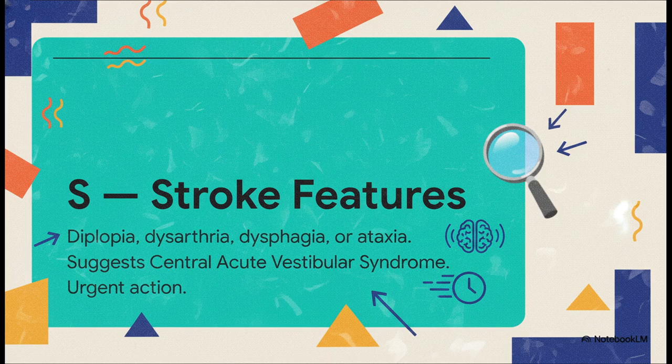So if your patient has vertigo and any of these neurological signs like double vision or slurred speech, you've got to immediately suspect a central acute vestibular syndrome. And your next move is crystal clear. Perform a HINTS exam and get them an urgent MRI with diffusion-weighted imaging to check for a stroke.